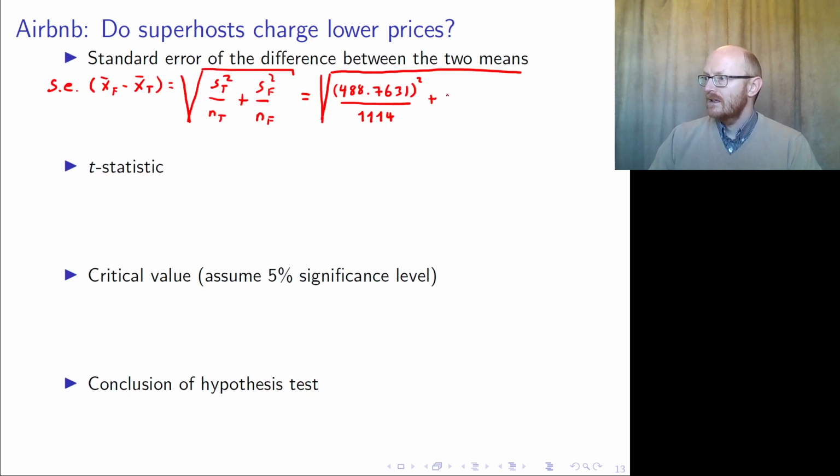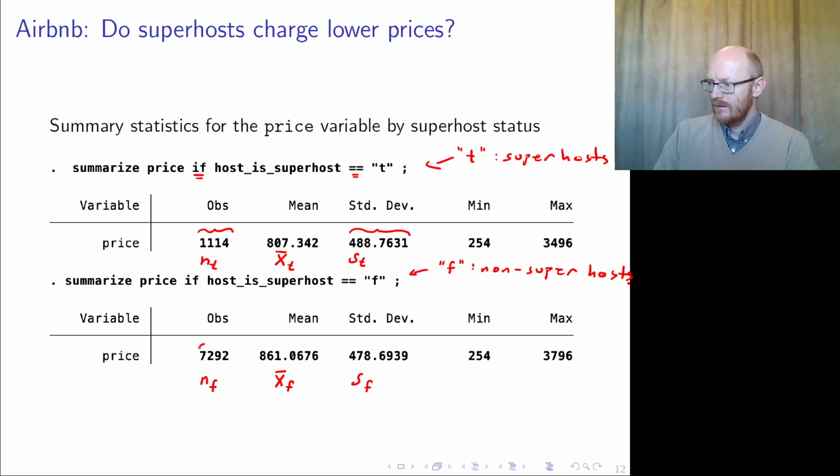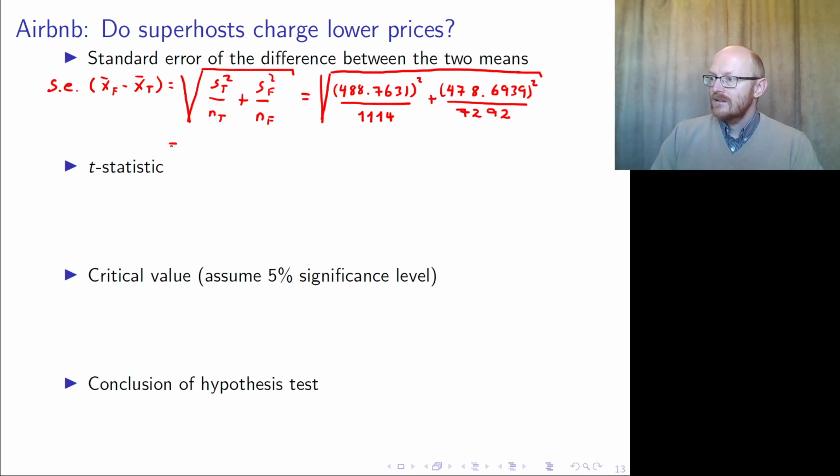Okay, and for the non-superhosts, you have a sample standard deviation of 478.6939, and you square it, divided by 7,292, and you find those two numbers here, the number of observations and the sample standard deviation. Okay, and this will give you an answer of 15.68016.